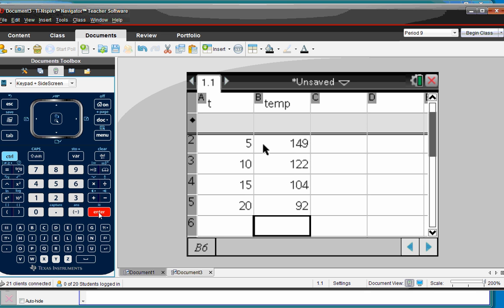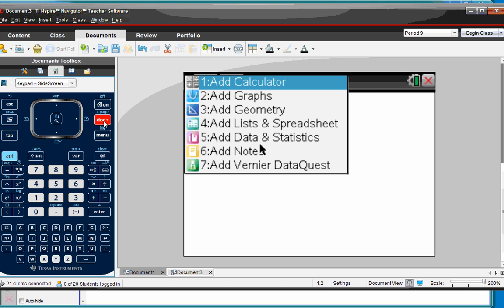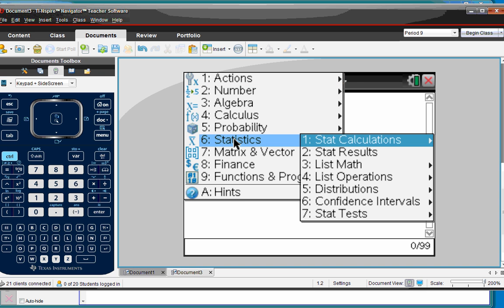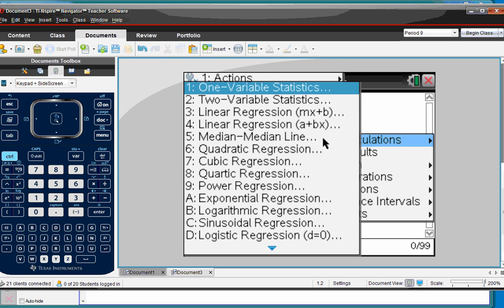Now, that's our information. This is not how you do this problem, but I want you guys to see something. So I'm going to add another page, a calculator page. In that calculator page, I'm going to estimate my regression model using that information they gave us, okay? So I'm going to hit Menu, Statistics, Stat Calculations, and then within this, what do you think I want to use? Exponential regression. Exponential regression is exactly what I'm looking for.